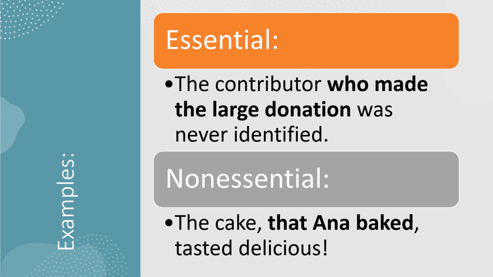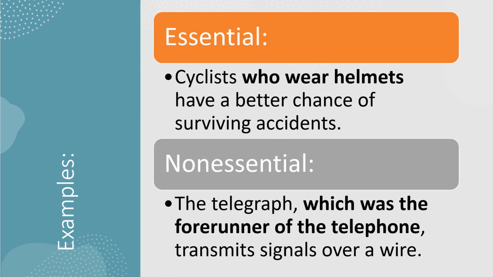The cake that Anna baked tasted delicious. If we remove the adjective clause that Anna baked, the sentence will still have its meaning unchanged. Let's read more examples. Cyclists who wear helmets have a better chance of surviving accidents. The adjective clause who wear helmets should not or cannot be removed in the sentence because it will change its meaning or may have no meaning at all.